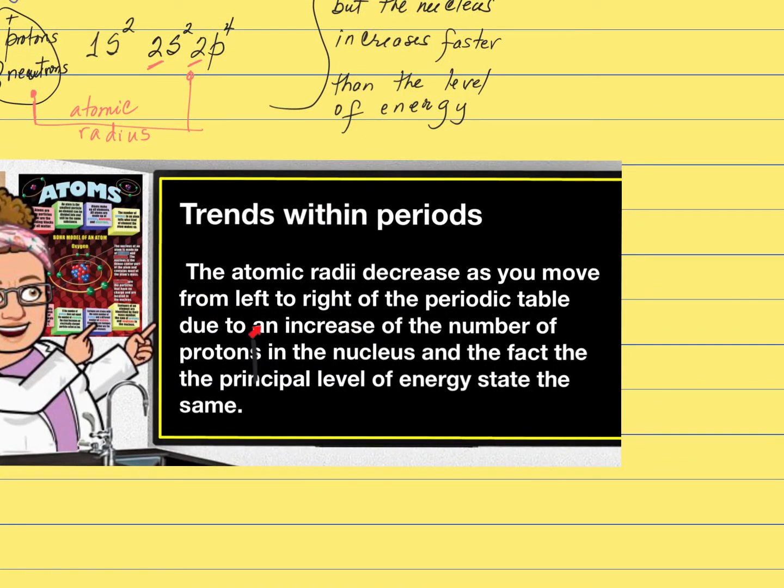See? When you go from left to right in the periodic table, due to an increase of the number of protons in the nucleus and the fact that the principal level of energy stays the same, the atomic radius is going to decrease because there are increasing protons, but at the same time you have neutrons inside. That's going to make that distance smaller because there's going to be more attraction.